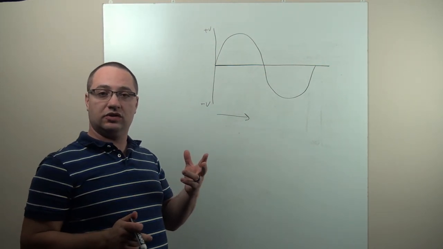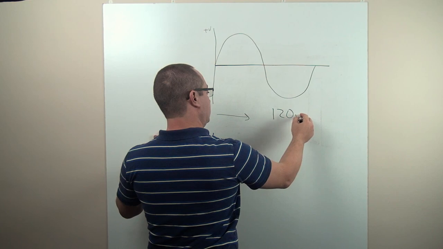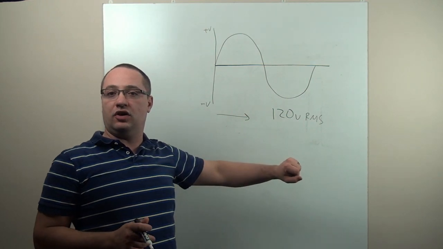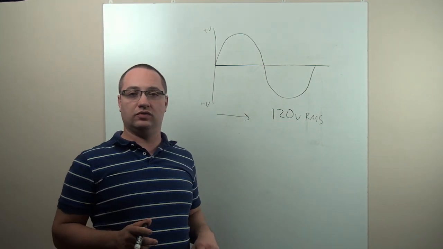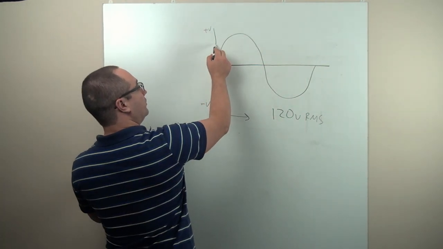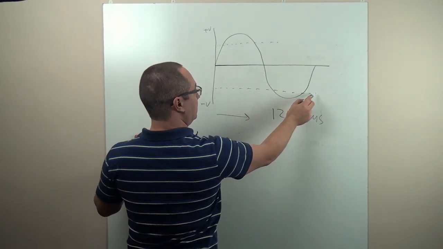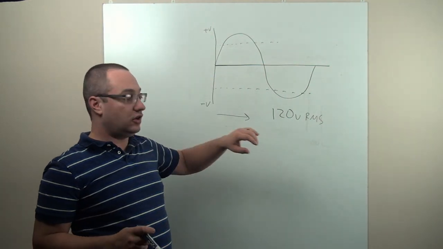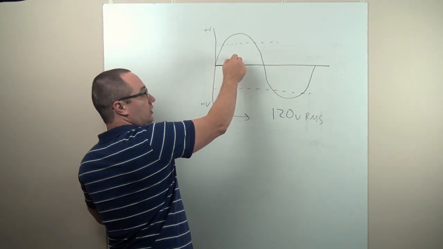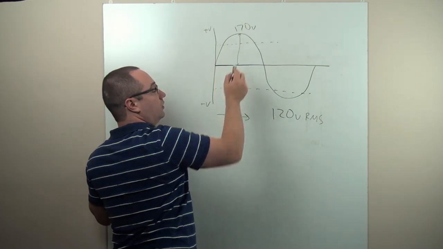If you live in the US, this tends to be 120 volts RMS, and that RMS part is commonly left off, and people will just say it's 120 volts. Well, 120 volts RMS represents a voltage level that's something like here. Kind of like that, because on a 120 volt RMS waveform, the peak voltage, meaning the voltage from here to here, is 170 volts peak.